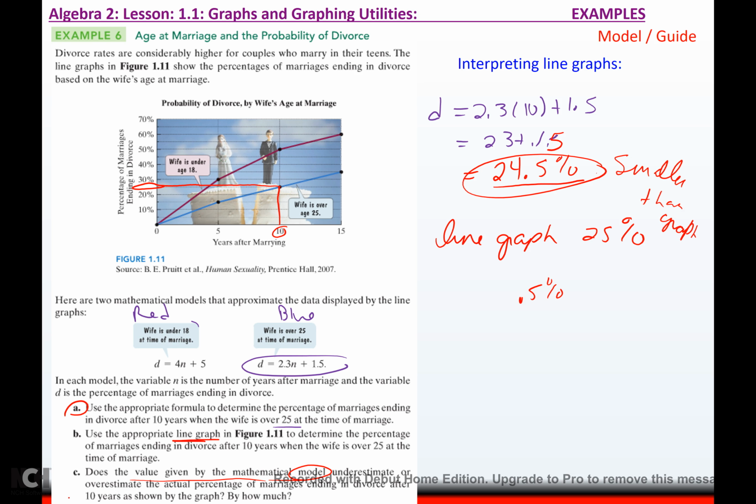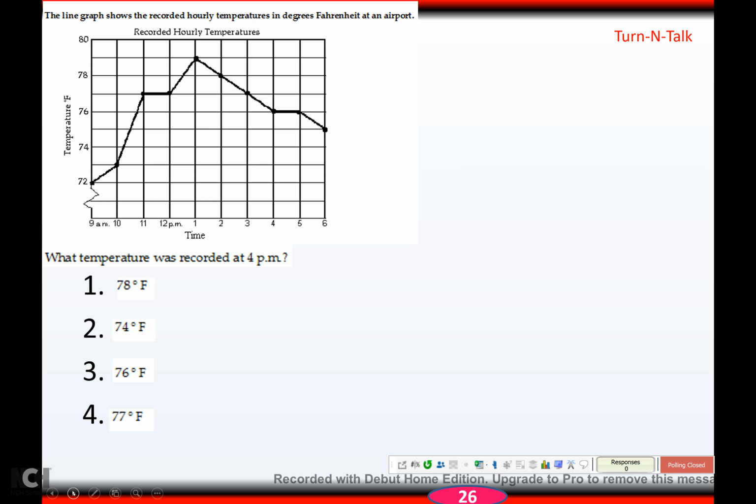Subtract those two. Okay? So if you answer this one, it says what temperature was recorded at 4 p.m. You would go to 4 on the x-axis. Alright, and then you would read up and over, which puts it at 76 degrees.